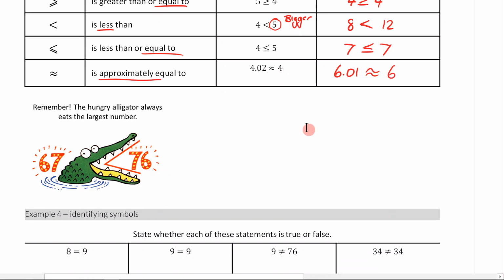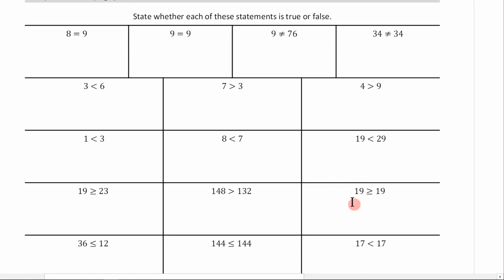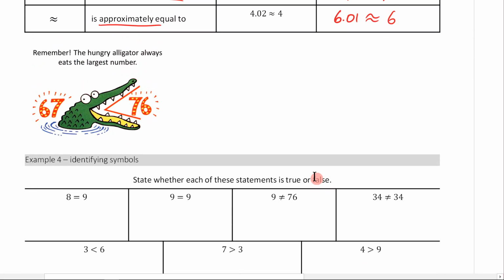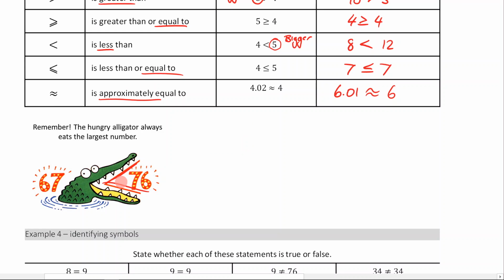Before we go on to going through these examples here, I want to talk about these signs some more. As I set up here, these signs can be confusing at first, but what you just always need to remember is that the hungry alligator always eats the larger number. So here is our sign here. And the way that you could read this, so this is 67, is that. Let me write that again.